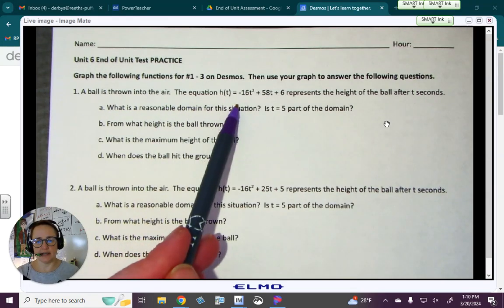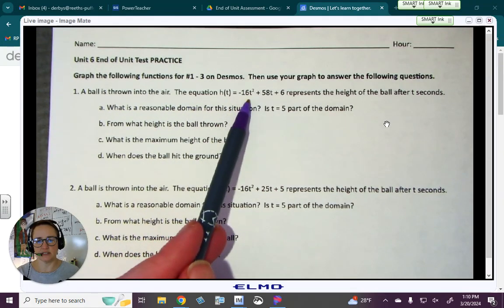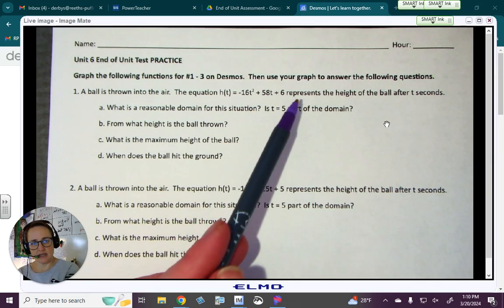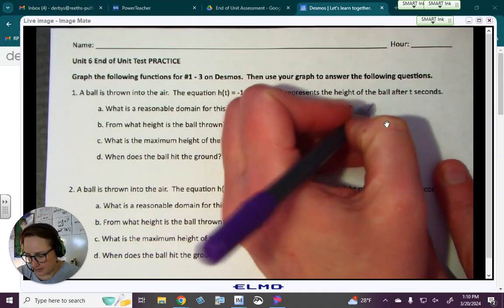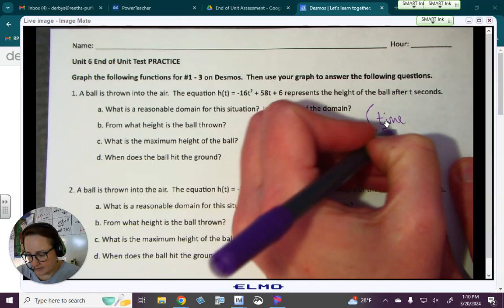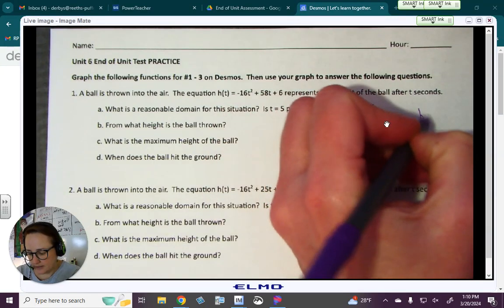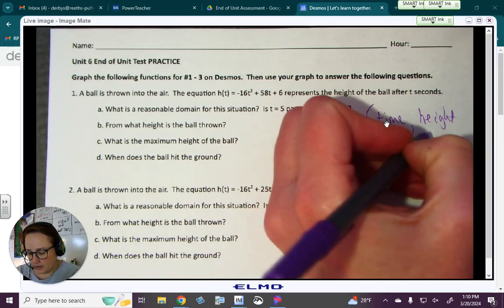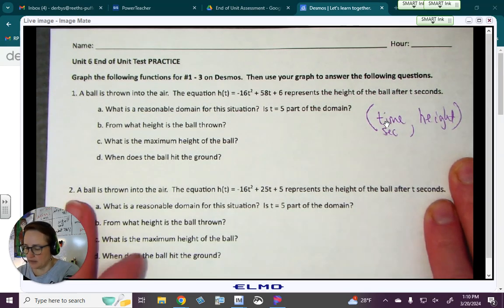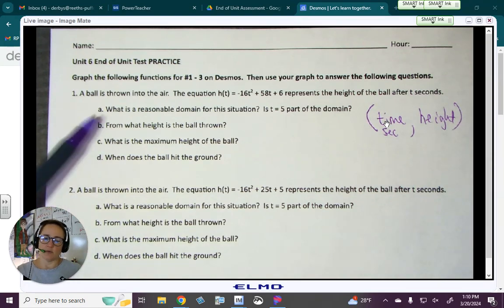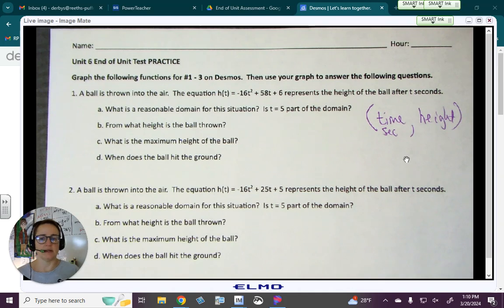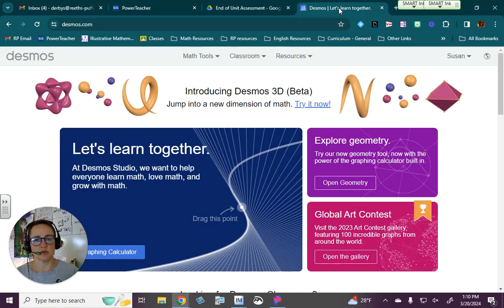The equation h of t equals negative 16t squared plus 58t plus 6 represents the height of a ball after t seconds. All right, so we're going to have t for time in seconds. That's our input. Height of a ball in maybe feet. And so we're asking some questions about those things. Input, time, output, height. Let's go graph this on Desmos.